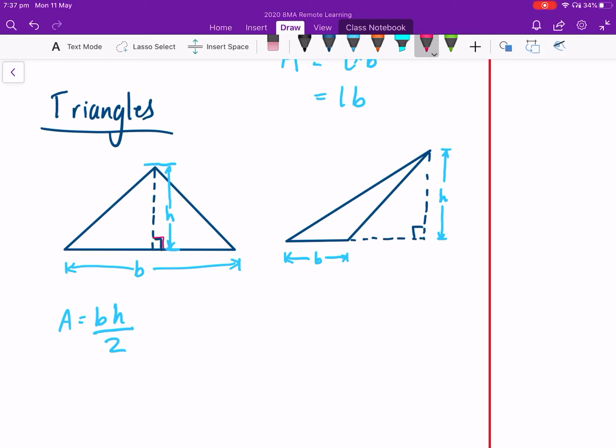So here over on the right, I can see that the perpendicular height, or the height with the 90-degree angle, is going to be this side here. However, that's not actually a side of the triangle. But if we use that height, the same formula will apply. So I'll have A is equal to base times height, the perpendicular height, remember, divided by 2.